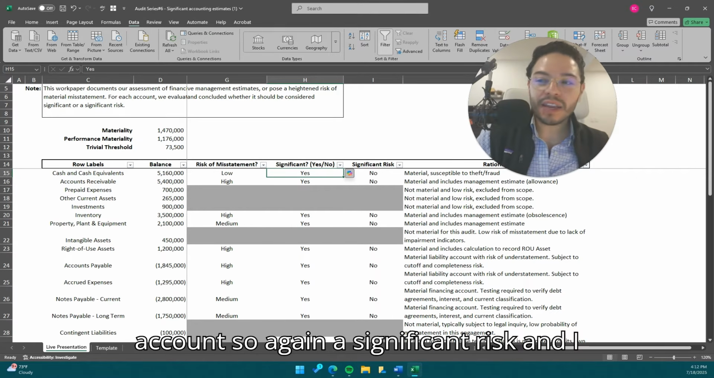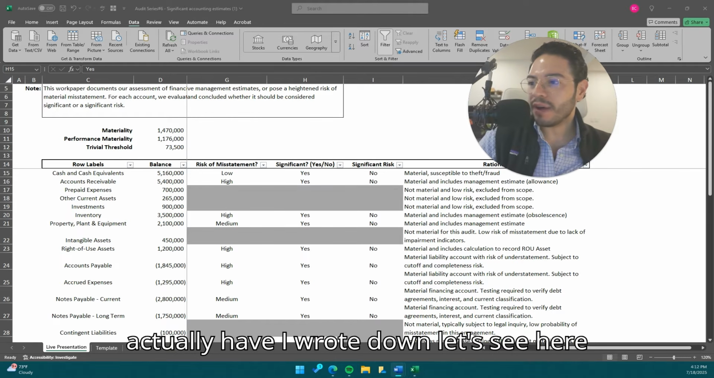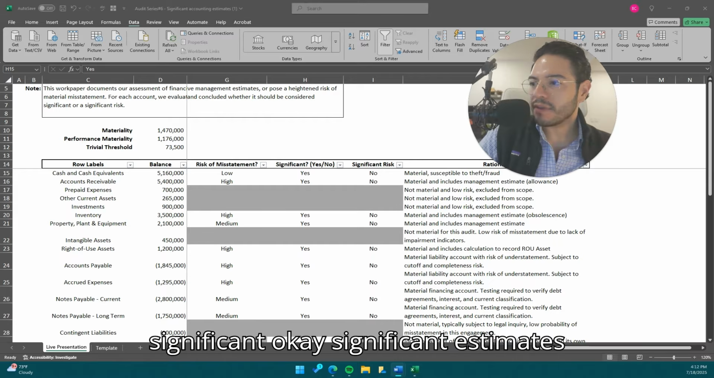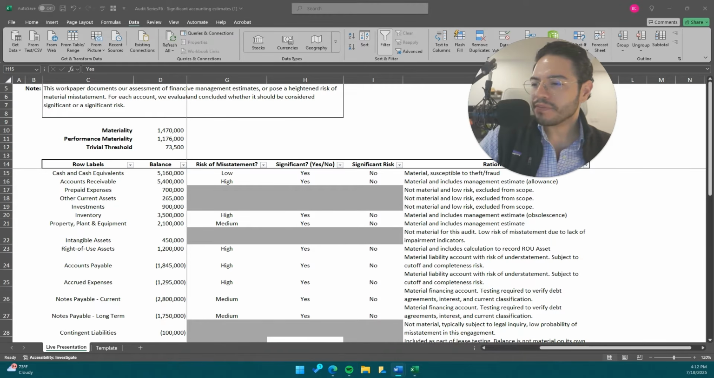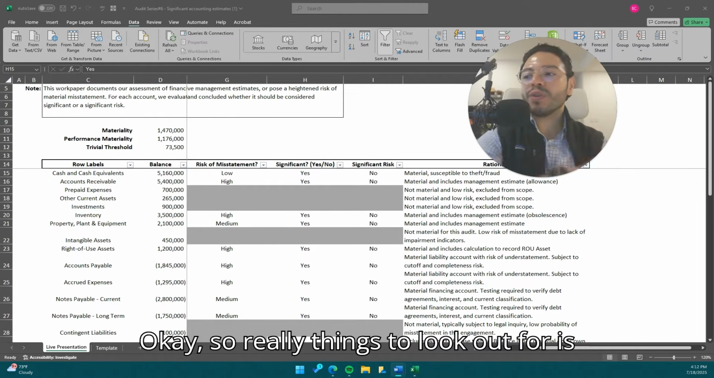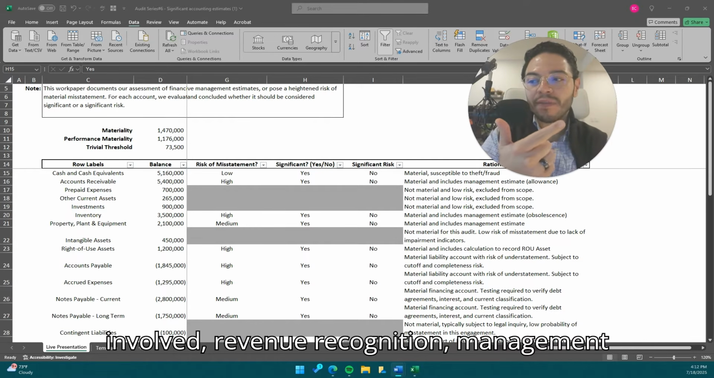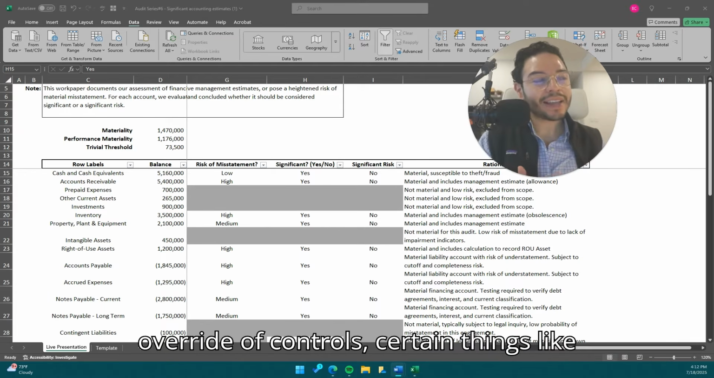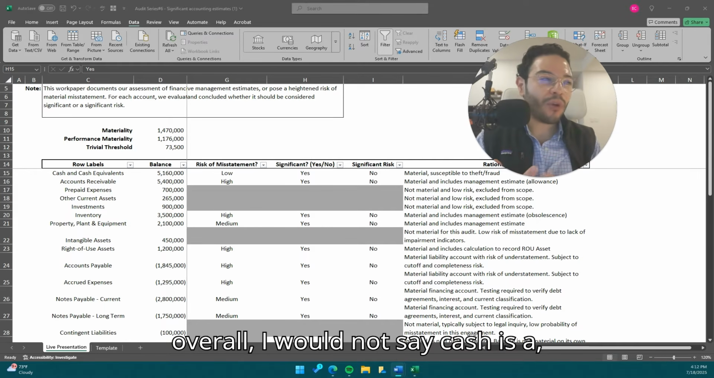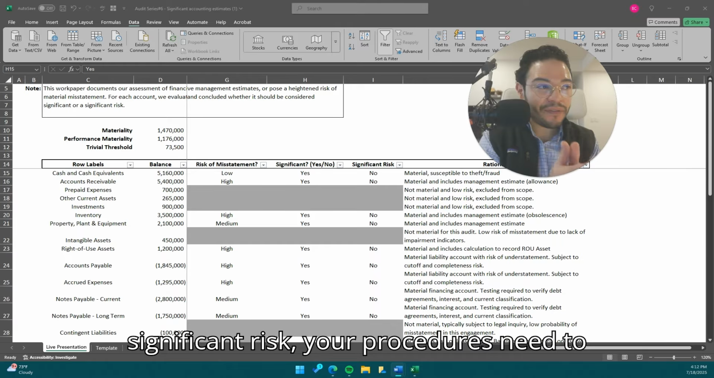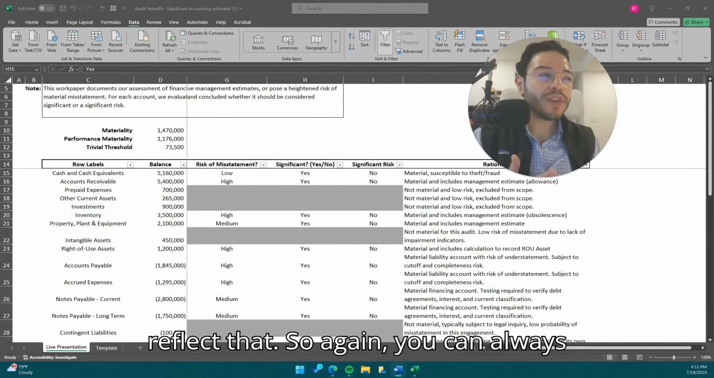So again, a significant risk, and I wrote down, let's see here, subset of risk of material misstatement, significant estimates. Things to look out for are complexity, fraud risk, revenue recognition, management override of controls, certain things like that. But overall, I would not say cash is anything you label a significant risk, and your procedures need to reflect that. So again, you can always document around that.